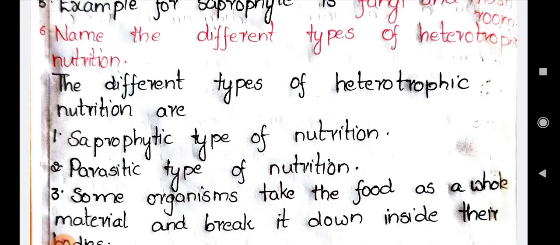Okay, so parasitic type of nutrition means a relationship between two organisms which live together, but one organism will be benefited, and the other organism may die, or it may not be benefited, or it may not have any effect also. In the parasitic type of nutrition, parasite and host will be living together.